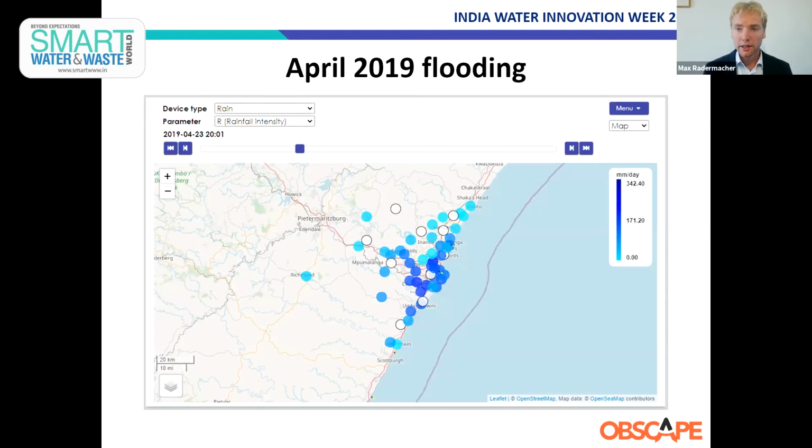So luckily we had our sensors in place by the time, and this screenshot is taken directly from the Obscape data portal. It shows the cumulative rainfall over the event from all the rain gauges that we have installed. So you can see that up to 340 millimeters of rainfall fell on that particular day, the 23rd of April 2019. Next slide.